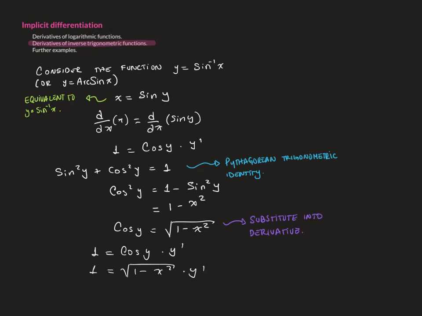So solving for y dash, I get y dash is equal to 1 over the square root of 1 minus x squared. So our final answer is the derivative with respect to x of the function sine minus 1 of x is going to be equal to 1 over the square root of 1 minus x squared.